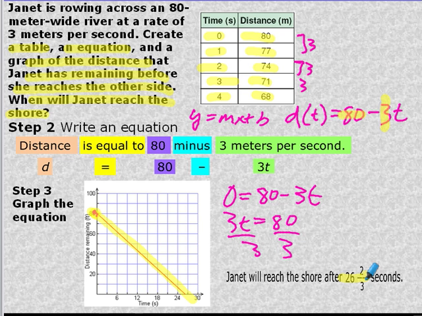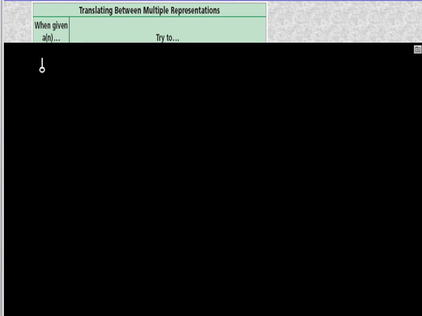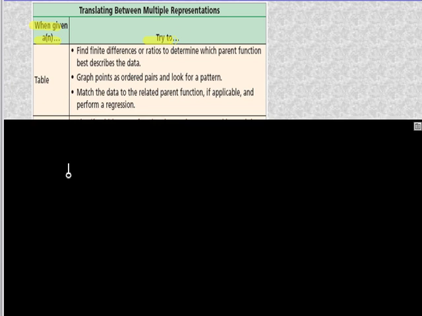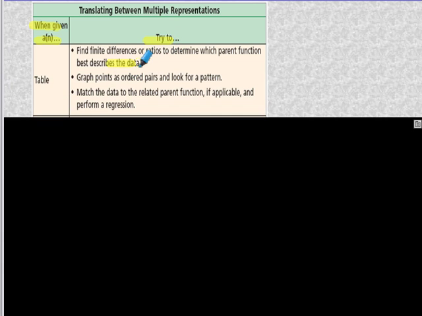All right, so let's talk about the differences, the different representations, and what you might do with each of them. So this is translating between multiple representations. This says when you're given the information in this form, you might want to do this. So first one is, if you have a table, we might want to find the first and second differences to see if we have a linear or quadratic. We could graph each as an ordered pair and look at the pattern and see if we can determine.